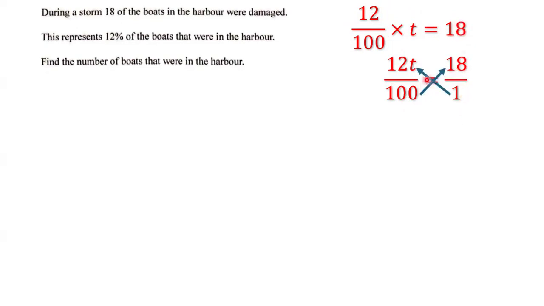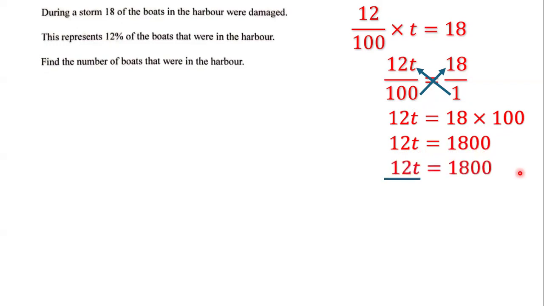We say 1 times 12t, and 1 times 12t is 12t. Next, we say 100 times 18, and 100 times 18 is 18 times 100. And 18 times 100, or 100 times 18, is 1,800. So we have 12t is equal to 1,800.